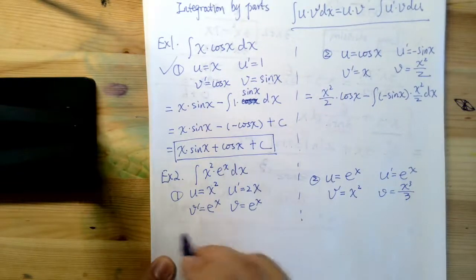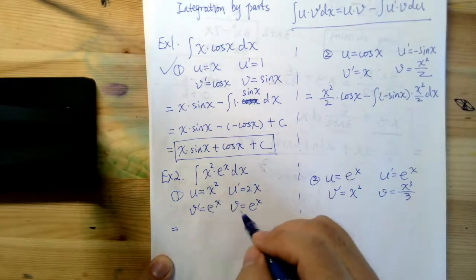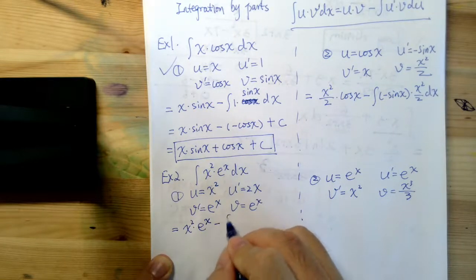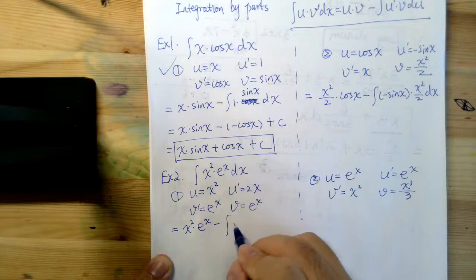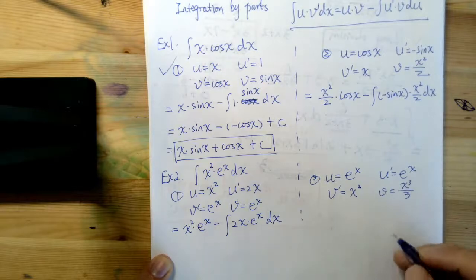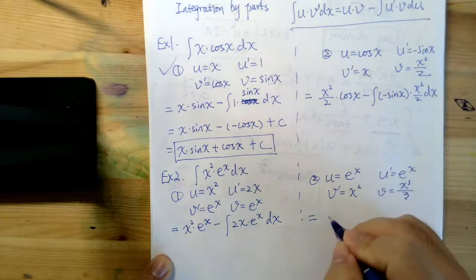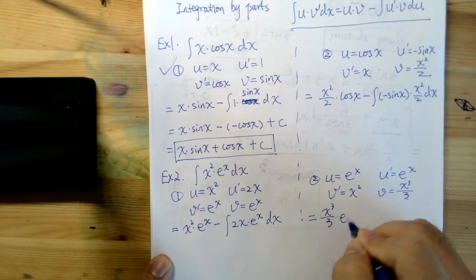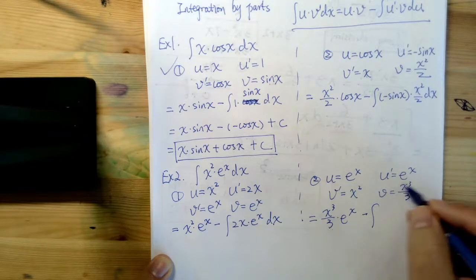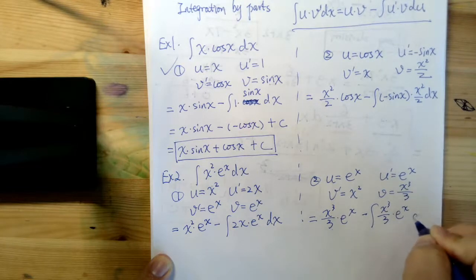Let's formulate. So if I apply the integration by parts formula, u times v is going to be x squared times e to the power of x, minus the integral of u prime times v, which is 2x times e to the power of x dx. Okay. While if we follow this, it's going to be u times v, which is x cubed over 3 times e to the power of x, minus the integral of u prime times v, which is x cubed over 3 times e to the power of x dx.